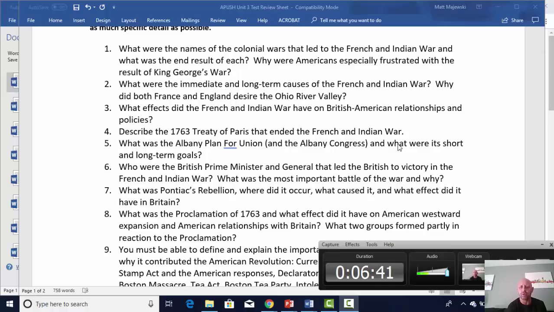The general's a guy named Thomas Wolfe. I don't think you need to know him, but he leads the British to victory. What was the most important battle of the war? It was the Battle of Quebec.